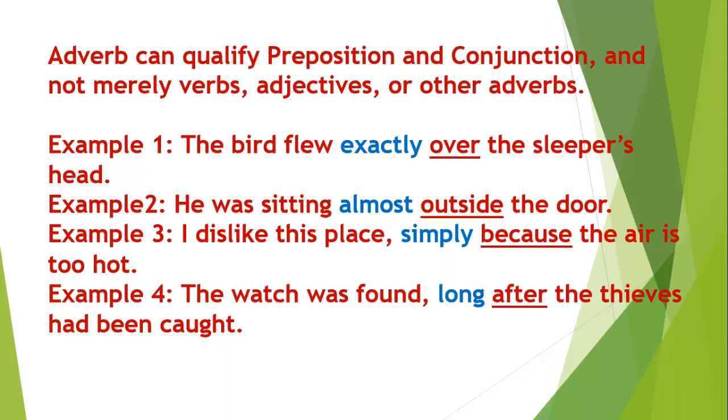In the first sentence, exactly qualifies the preposition over. In the second sentence, almost qualifies the preposition outside. In the third sentence, simply qualifies the conjunction because. And finally, in the fourth sentence, long qualifies the conjunction after. Therefore, exactly, almost, simply, and long are all adverbs.